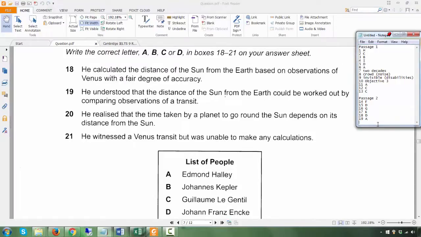20. B, which is Johannes Kepler. He realized that the time taken by a planet to go around the Sun depends on its distance from the Sun.